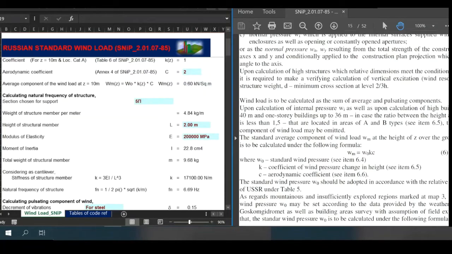Next, as this is a pulsating, that is dynamic, wind load calculation, I am going to calculate the natural frequency of structural members. I am selecting the structural member to support this structure as a main leg. The section chosen is a U profile. This is the U profile. I am selecting this.